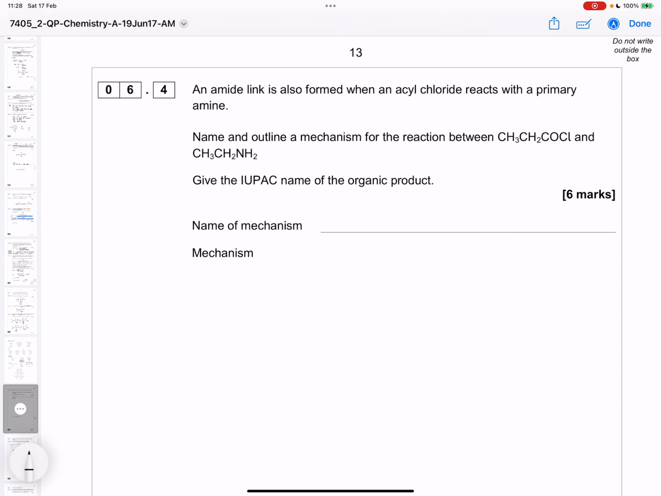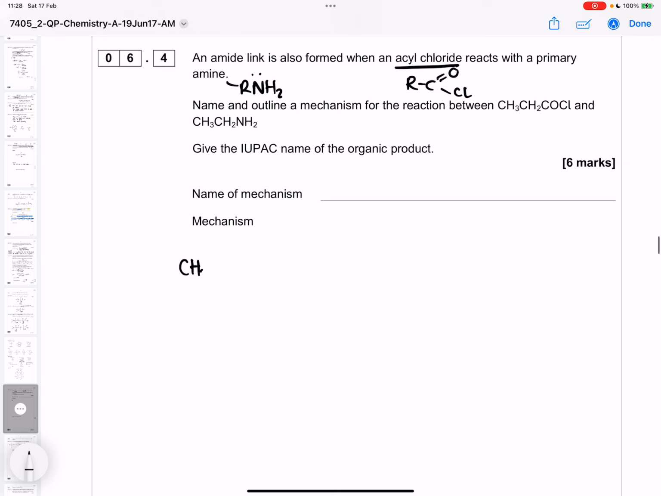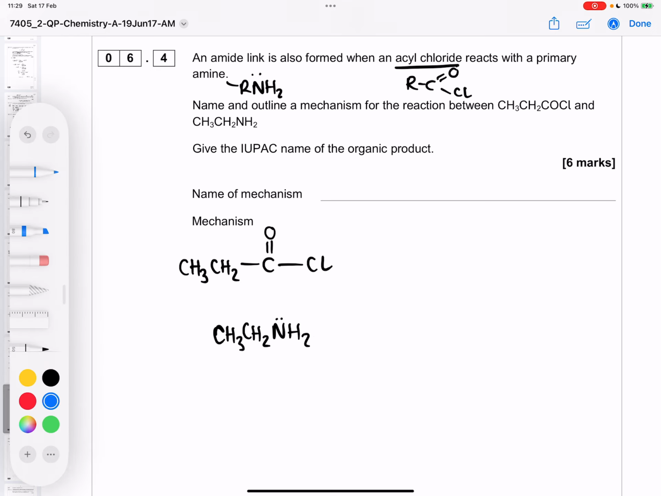6.4. An amide link is also formed when an acyl chloride reacts with a primary amine. That can react because amine is a nucleophile because it's got a lone pair. And the carbon in the acyl chloride is delta plus. This mechanism, let's draw it out and then we can name it afterwards. So we've got CH3, CH2, C, double bond O, Cl. And then we've got our amine, in this case CH3, CH2, NH2. So it's got a lone pair on the N.